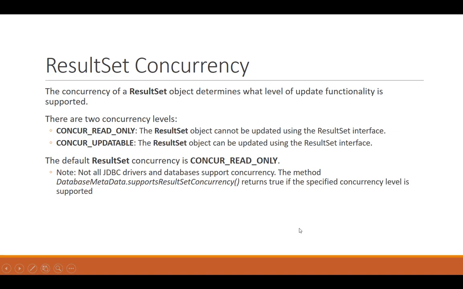Now the next thing we look at is concurrency. The concurrency of a result set object determines what level of update functionality is supported. There are 2 concurrency levels. You have concurrency read-only and concurrency updatable. Read-only, the object cannot be updated using the result set interface. That's the normal use. The updatable, the result set object can be updated using that result set interface. The default is read-only. Not all JDBC drivers support this concurrency, so keep that in mind.